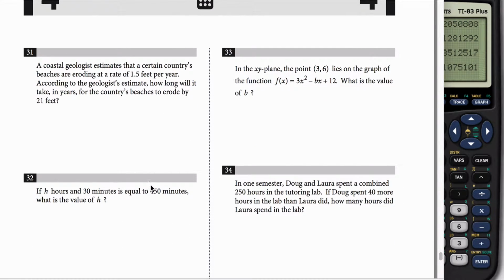31, a coastal geologist estimates that a certain country's beaches are eroding at a rate of 1.5 feet per year. How long will it take for them to erode 21 feet? The way I like to think about these is 1.5 feet happens in 1 year. I don't like the decimals, so how about 3 feet happens in 2 years? If 3 feet happens in 2 years, how many years will it take for it to be 21 feet? Well, to change this 3 into a 21, I have to multiply by 7. So I would have to multiply this 2 by a 7 to get 14 years.